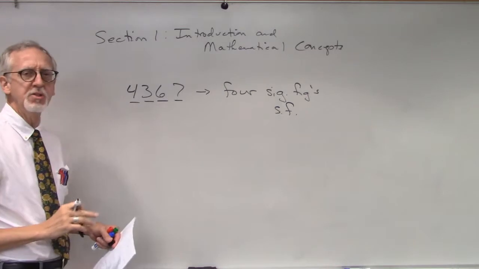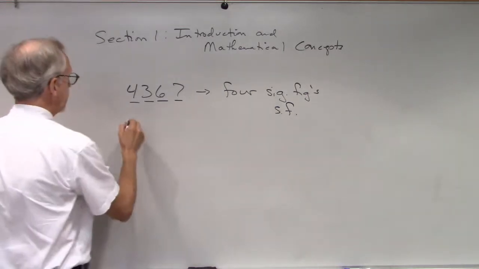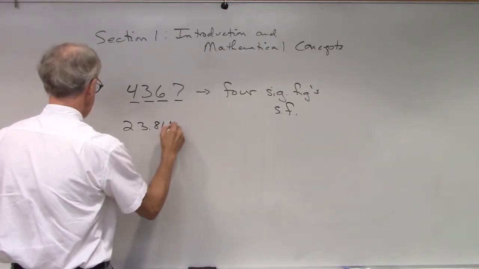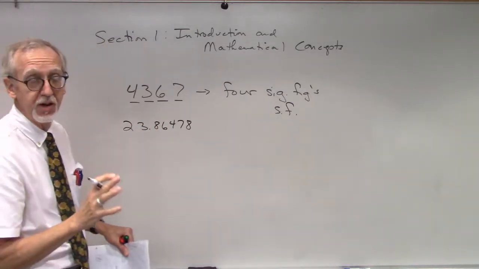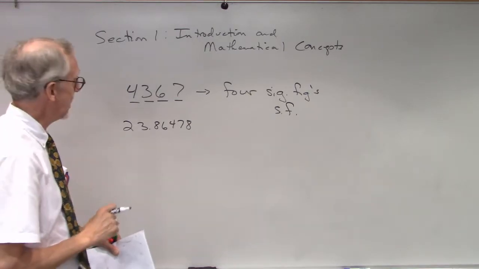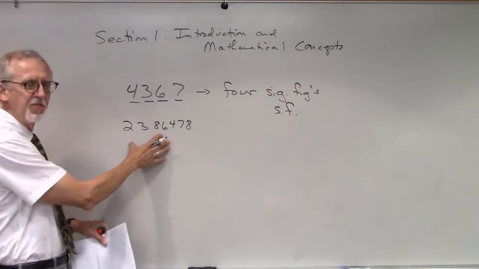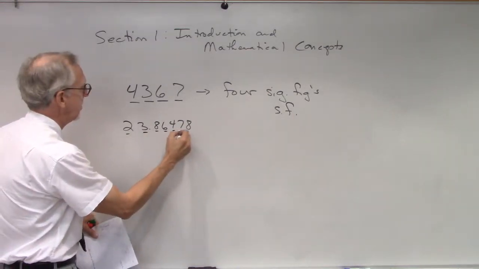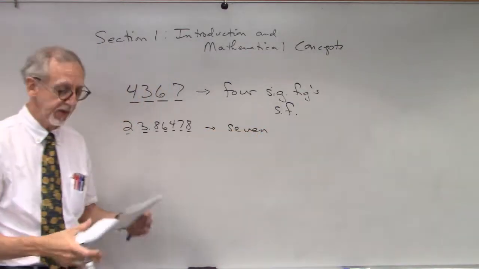As long as there are no zeros, all we have to do is count them up. And it doesn't matter if there's a decimal point. So for example, 23.86478, and I'm writing these numbers, specifically these numbers, because they are the ones in the lecture notes. If you have access to the lecture notes, you can see them there. So in this case, how many sig figs does this number have? Well, we just count them up. 1, 2, 3, 4, 5, 6, 7. So that has 7 sig figs.